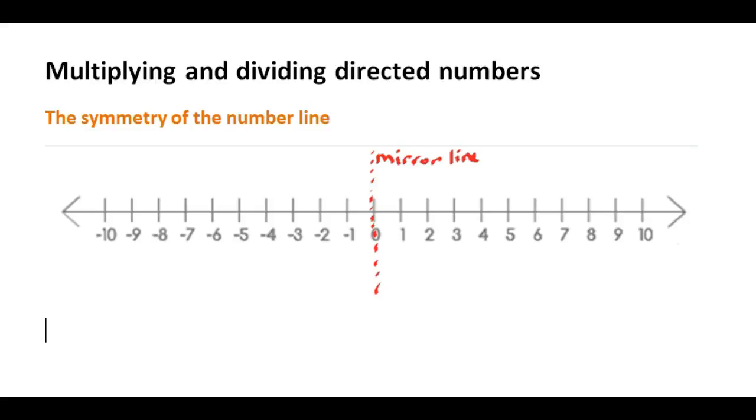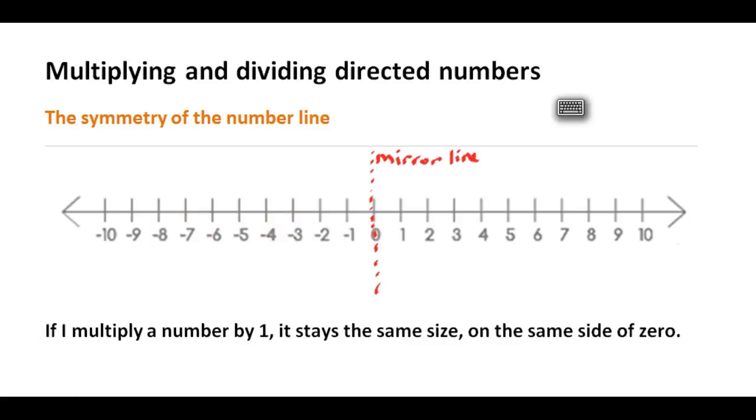In this lesson, we're going to look at multiplying and dividing directed numbers. Firstly, we're going to look at the symmetry of the number line. If you imagine a mirror line through 0, you can see that all the positive numbers are reflected through that line to make all the negative numbers.